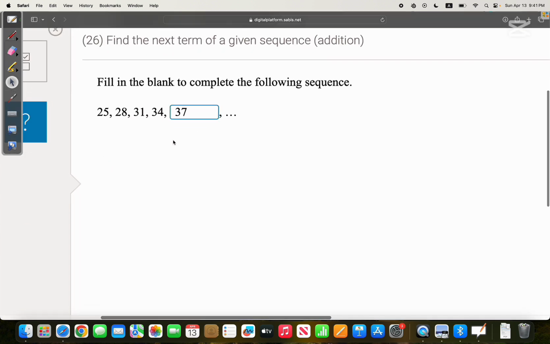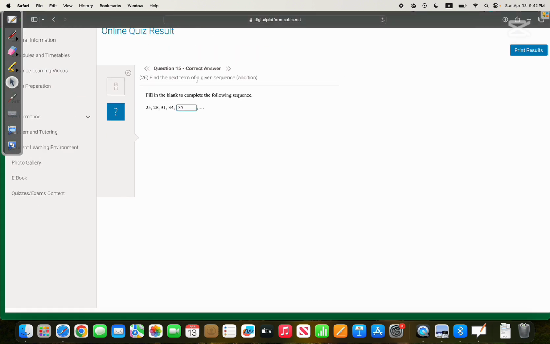15. Fill in the blank to complete the sequence. 25, 28, 31, 34. Okay, so here it's simple. Just here we can notice that the common difference is 3, so we just keep adding 3. So 34 plus 3 is 37.